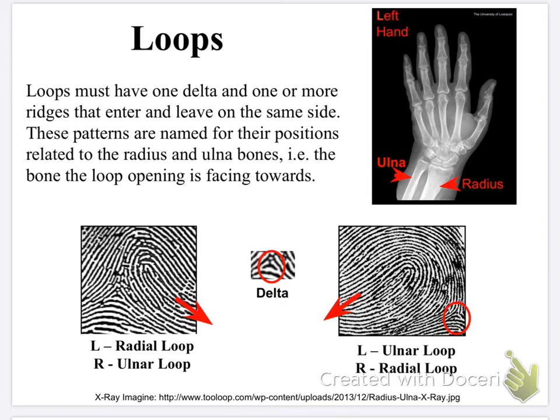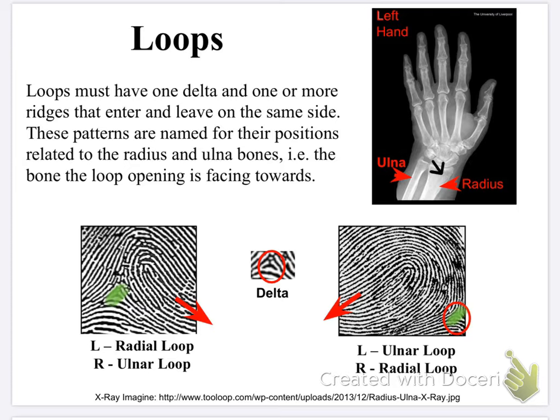Loops have to have one delta, and a delta is just a triangular area. If you look at these two fingerprint patterns, the delta is this triangular area. You can have two types of loops: ulnar loops or radial loops, and it all depends on which way the loop is pointing. Think of the loop as pointing a certain way. Now, the ulna is on the pinky side of the hand, and the radius is on the thumb side.